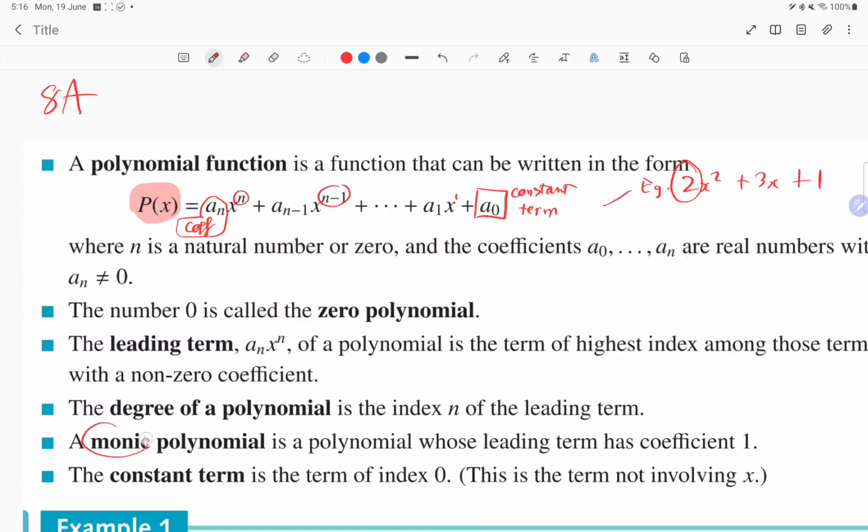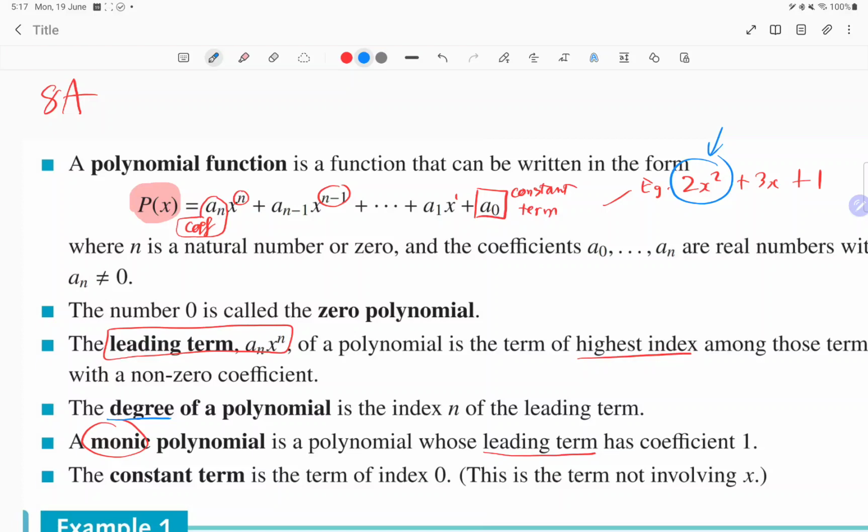So a monic polynomial is a polynomial where the leading term, now what's the leading term? The leading term is the term with the highest power, of the highest index here. So in this case, the leading term would be 2x squared, because the leading term is a square term, that's why it's called a quadratic. The degree of a polynomial is the highest degree in the entire polynomial. That's it. So what's the degree of a cubic equation?